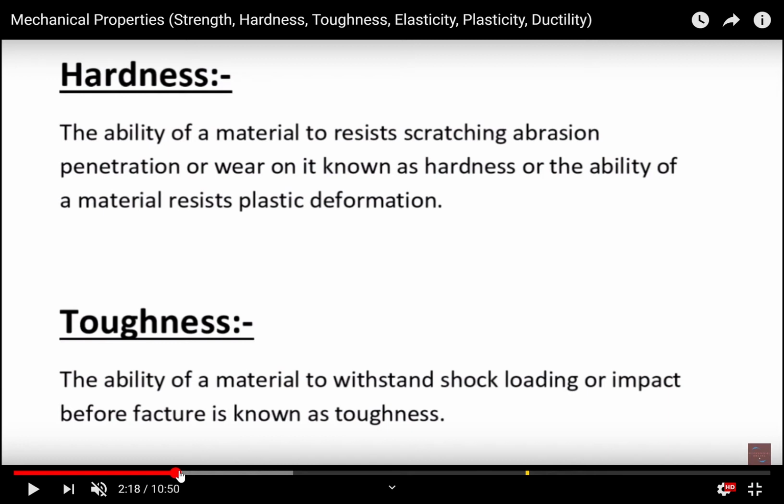You might also need toughness as well, which is the next thing we're talking about. Alkali aluminosilicate glass, otherwise known as Gorilla Glass, is a good example of something that's tough and hard. And toughness is the ability of a material to withstand a shock, loading, or impact before it fractures.